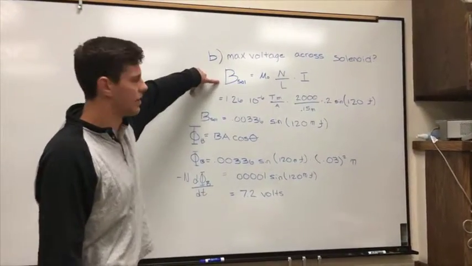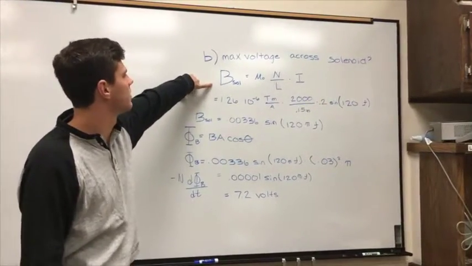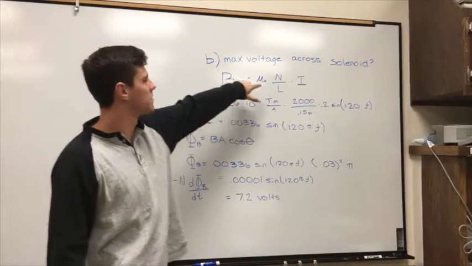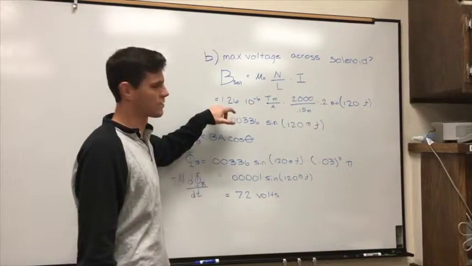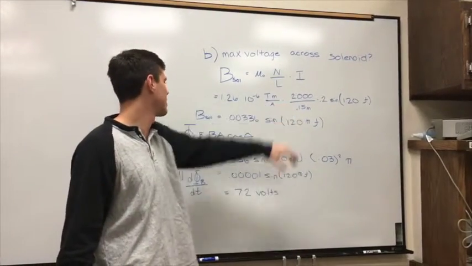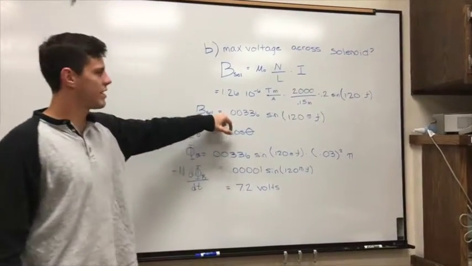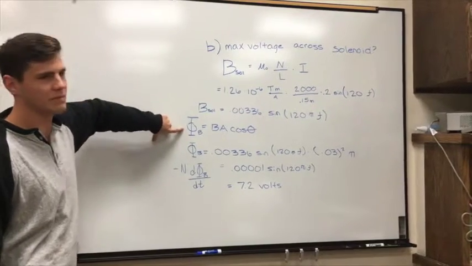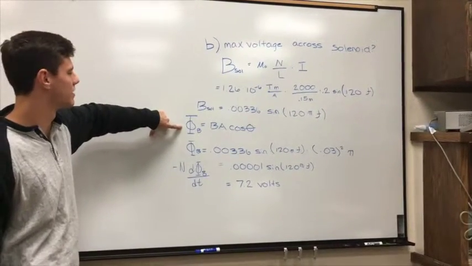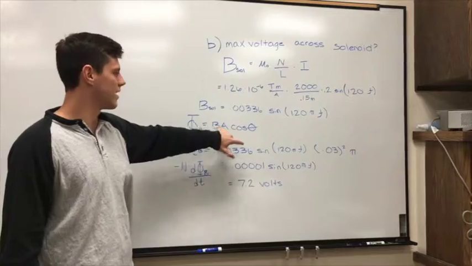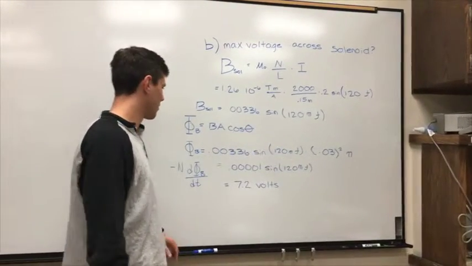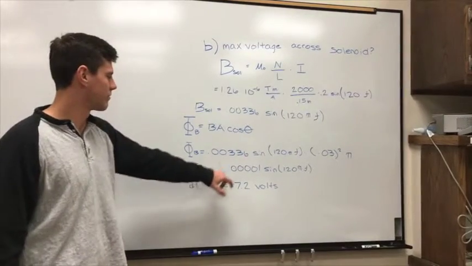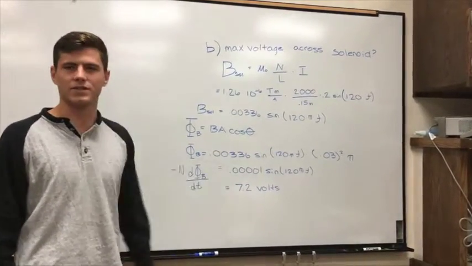And then here we have the equation for the magnetic field in a solenoid: μ₀ times the number of turns divided by the length times the current, which is just a plug and chug situation for this line. So we got that equal to this, and then we have the magnetic flux equation: magnetic field times the area times the cosine of the angle. Once again, another plug and chug, and then we get this, and that equals 7.2 volts.